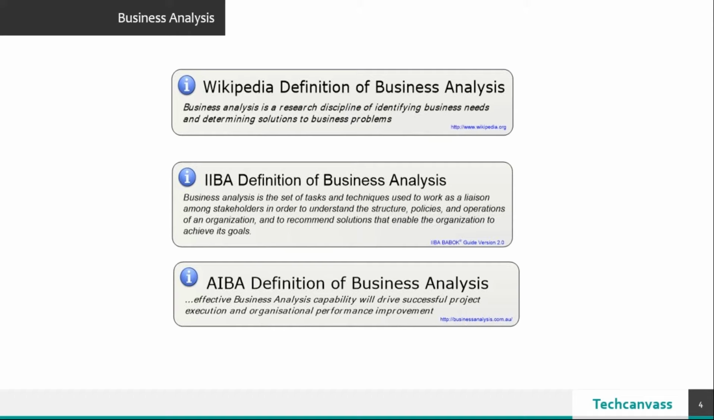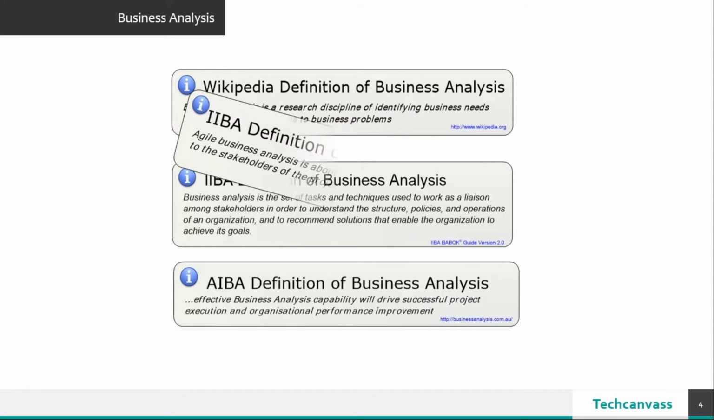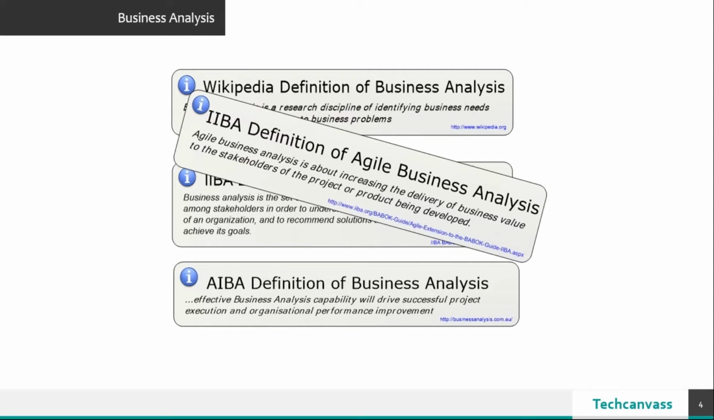The first thing we will see is what business analysis is all about. There are a lot of definitions available all over the net, and I'm sure most of us who have joined this session are already business analysts or aspiring to be business analysts, so this is just a quick recap of what we already know. Agile business analysis is all about increasing the delivery of business value to the stakeholders of the project or the product being developed. This is how IIBA defines business analysis.